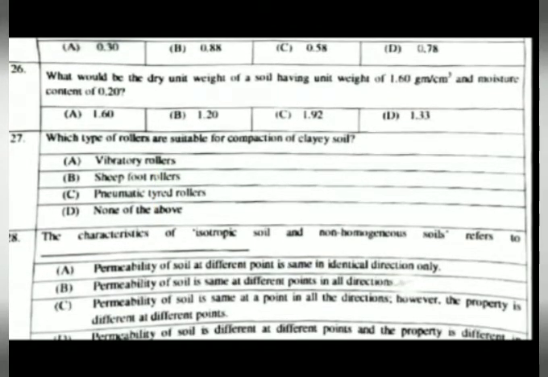Which type of rollers are suitable for compaction of clay soil? And the right answer for this question is option B, sheep foot rollers. Next question is, the characteristics of isotropic soil and non-homogeneous soil refers to? And the right answer for this question is option C, permeability of soil is same at a point in all directions, however the property is different at different points.